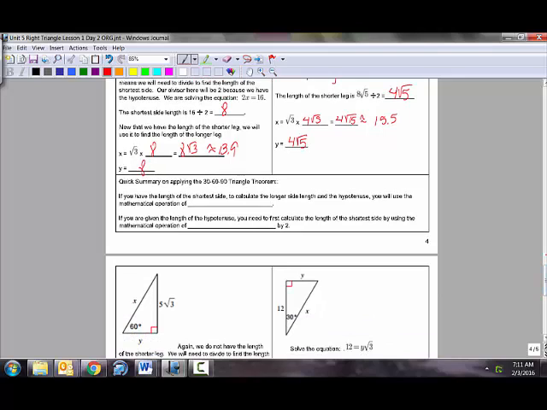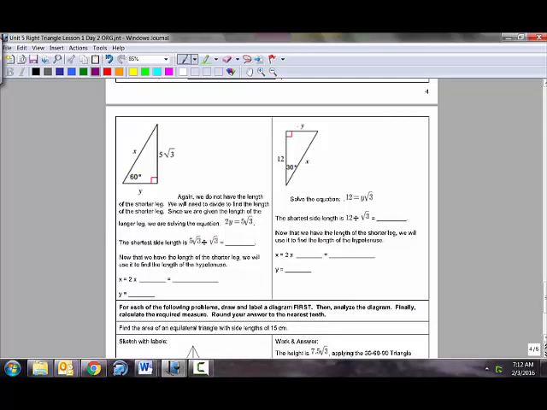So a quick summary on what we just did on this page. If you have the length of the shortest side, shorty, to calculate the longer side length and the hypotenuse, you will use the mathematical operation of multiplication. However, if you are given the length of the hypotenuse, you need to first calculate the length of the shortest side, so shorty, by using the mathematical operation of division. Okay, very much like yesterday.